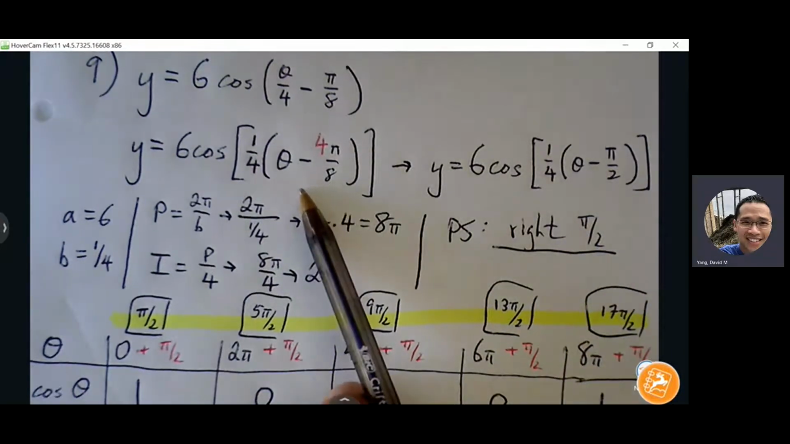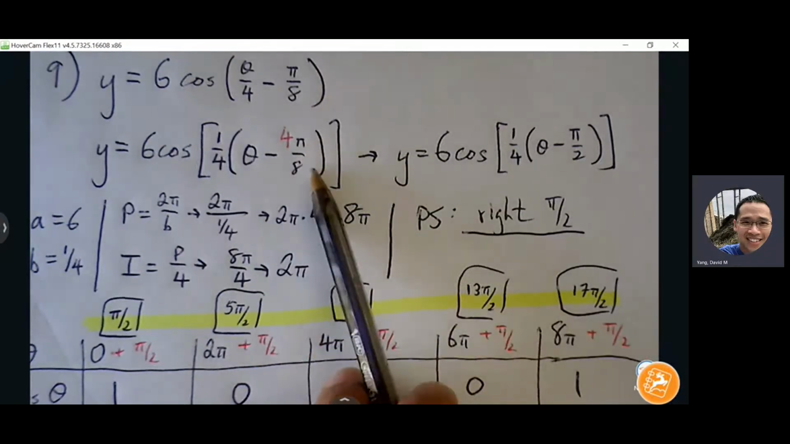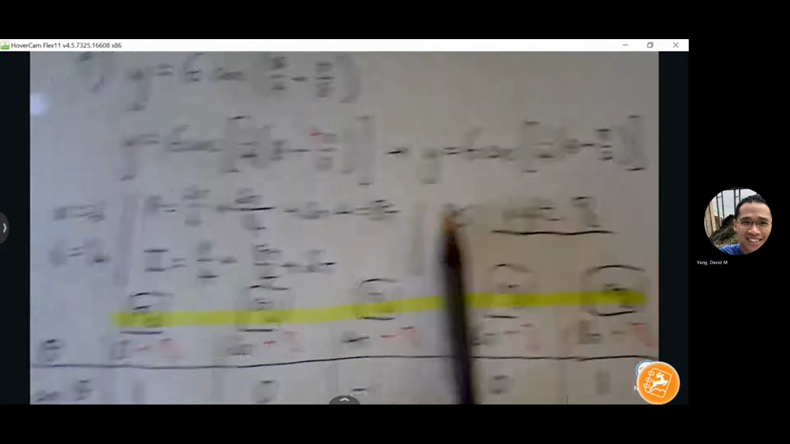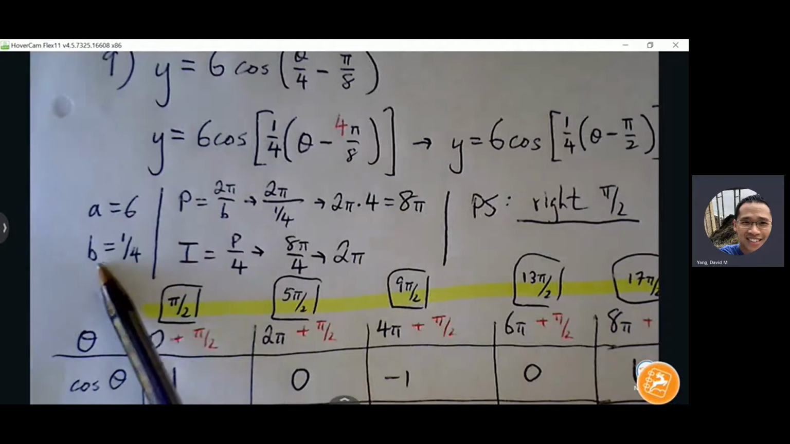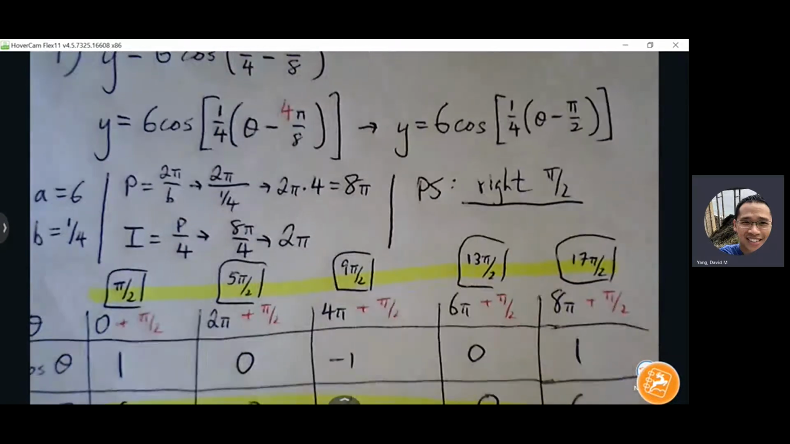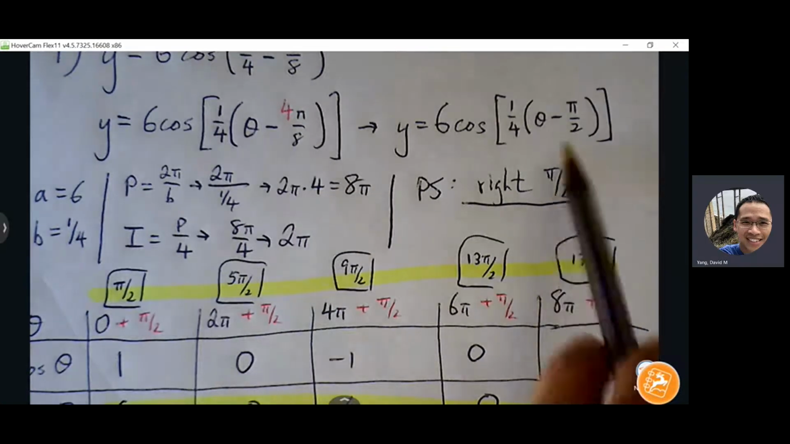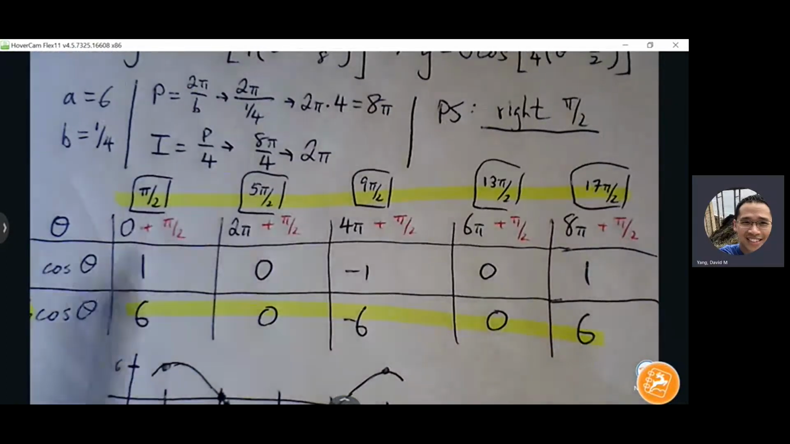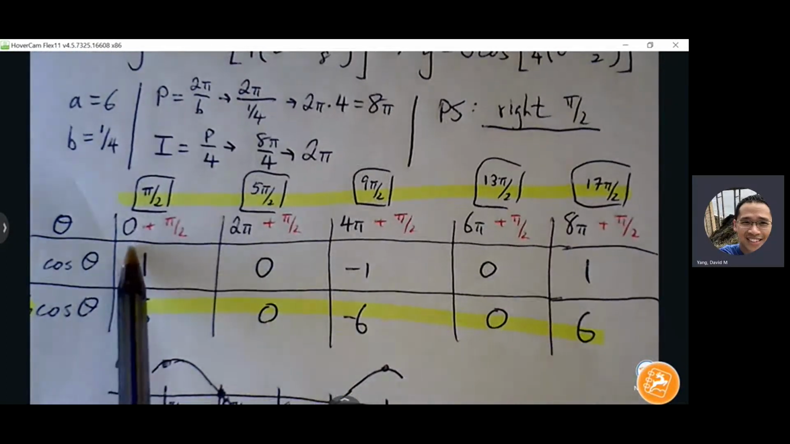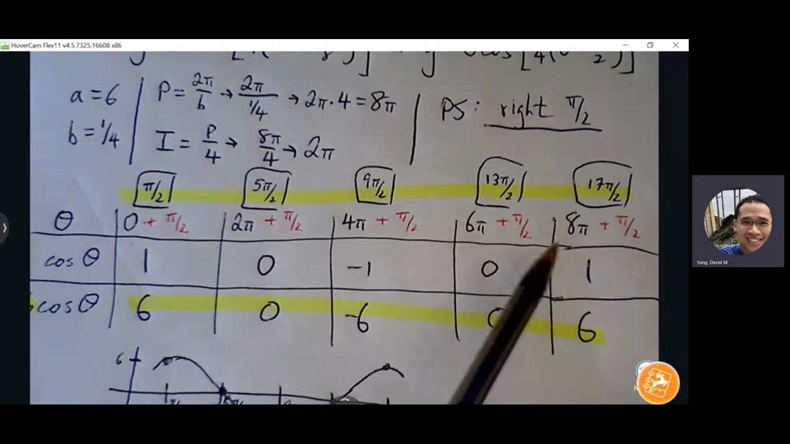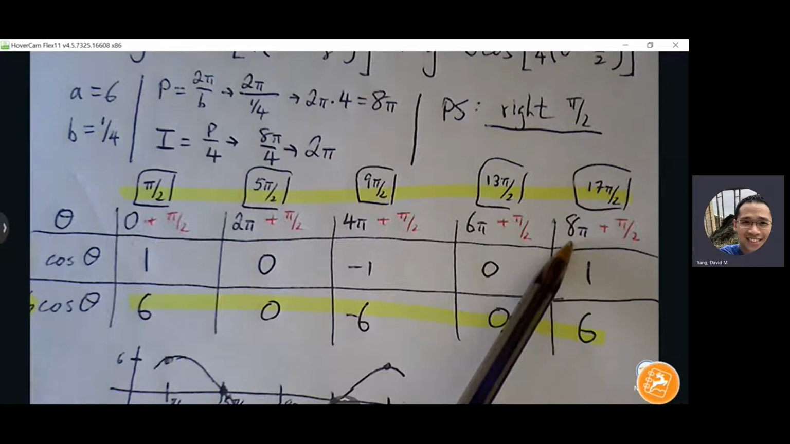And then we can do some cleanup, we can reduce that 4 pi over 8 to be pi over 2. And then we have our A value, we have our B value, we go through our period formula, we go through our interval formula, and we know that our phase shift is pi over 2 to the right. But we're going to do that at the last step. Right. First, start off with your 0, add your increments until you reach your period length.